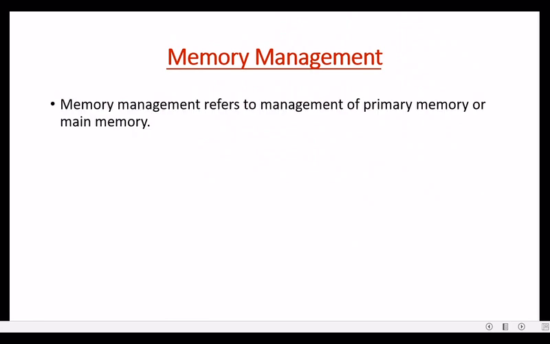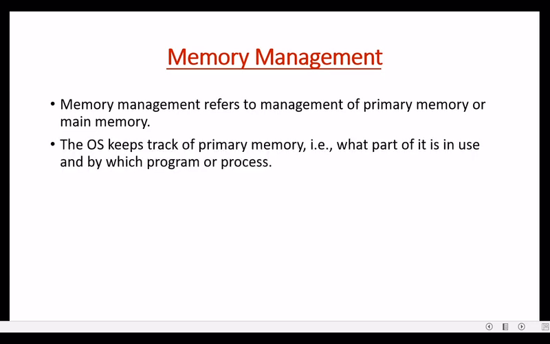Now the second is memory management. Actually, memory management refers to management of primary memory or main memory. An example of primary memory is RAM, random access memory. The operating system keeps track of primary memory, what part of it is in use and by which program or process. It depends on the operating system which part of the primary memory will be used by which program.